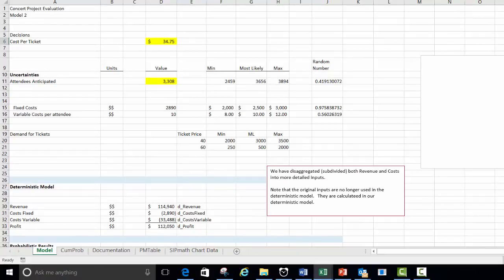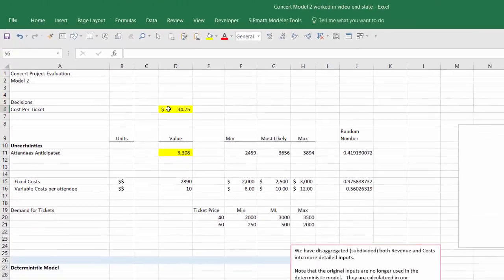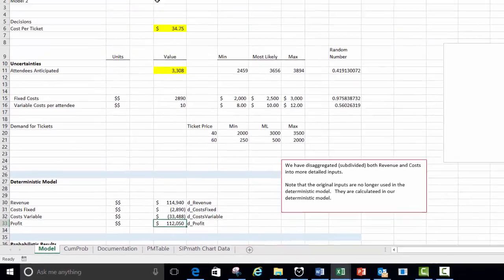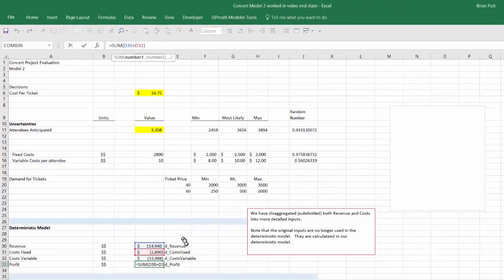Here is the concert model that we used in the last video. We determined that the cost per ticket should be set at $34.75 to maximize our profit. However, let's go look at this profit equation. Is it right? Did you see this earlier? You can see that it's actually the sum of the revenue minus the fixed costs. It excluded the variable costs. So let's fix that.